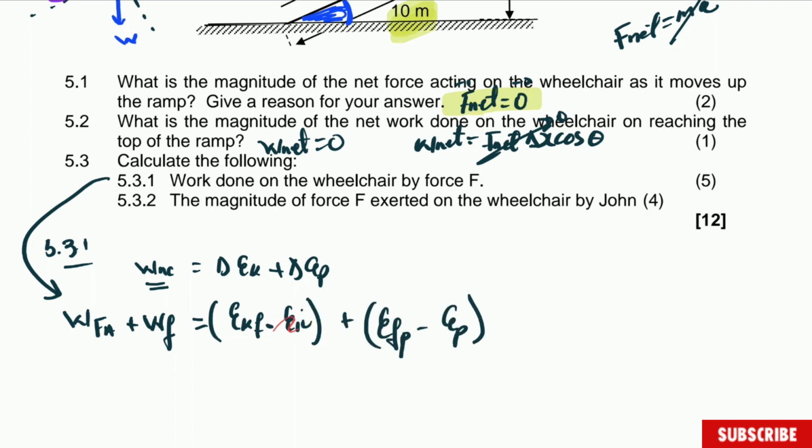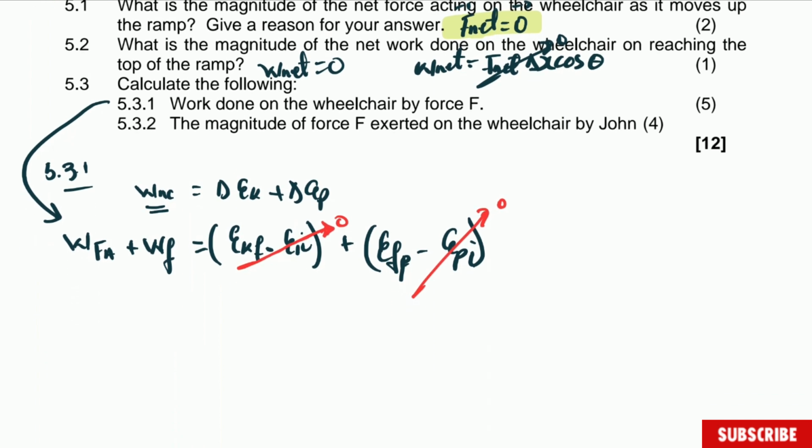I want you to note something here. This is 0 because the speed is constant, so the kinetic energy in actual fact does not change. So all that is 0. If we carry on here, this is final, this one is initial. The initial potential energy is also 0 because it's starting from the surface. So saying that, we are making it much shorter.